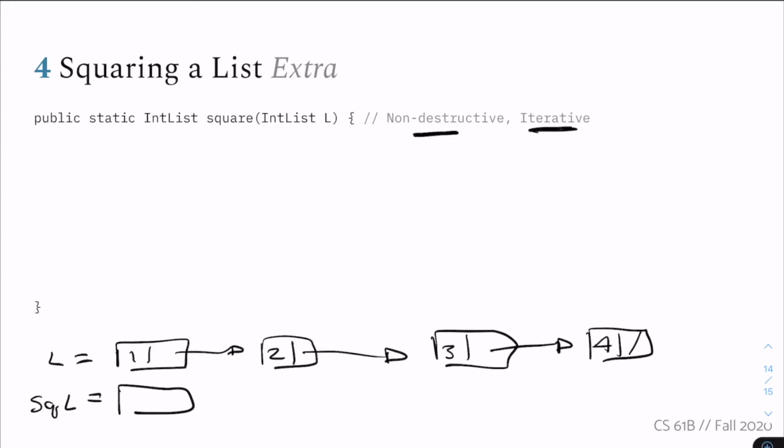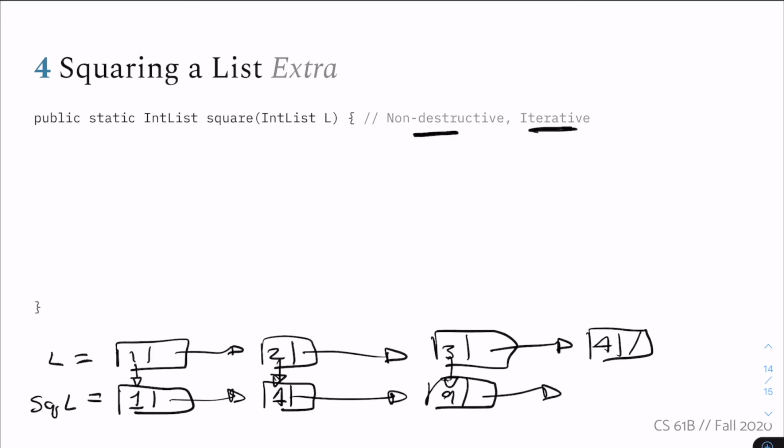And let's figure out how we're going to do this. So squared L is going to be equal to, we're going to create a new int list node every time, and we're going to copy this item here, except we're going to square it in the process. So we'll create this node, and then we'll create this node, and then we'll create this node, and then so on like that. Most important thing is we're not editing the first list, we're just moving through it and taking its value and putting it in the new list.